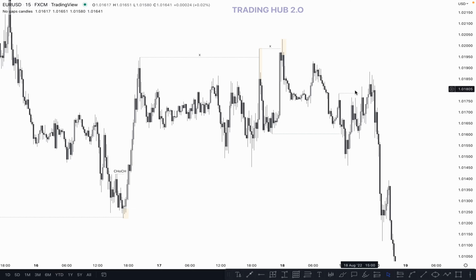After breaking the structure, market must close above it. So this can be a strong indication for the continuation to the upside, and we have already tapped on this demand zone, possibly in a lower time frame. And then what happened? This is our change of character, close above it, and we can again buy here.